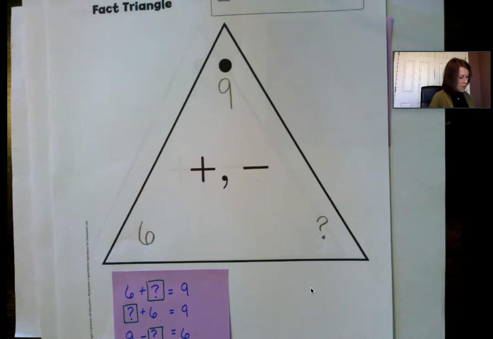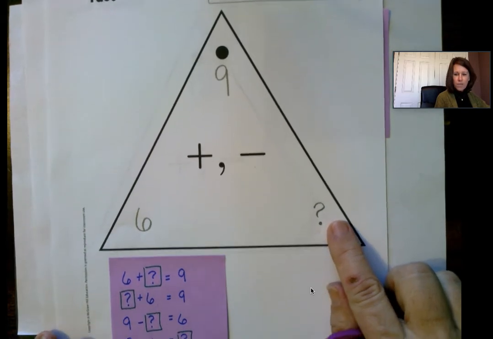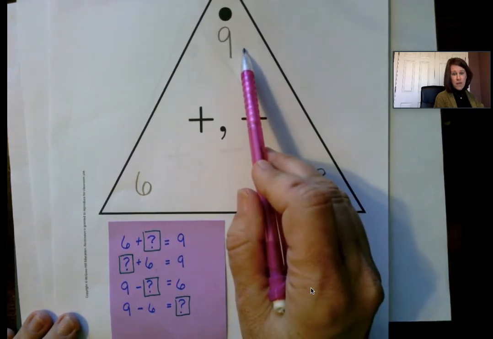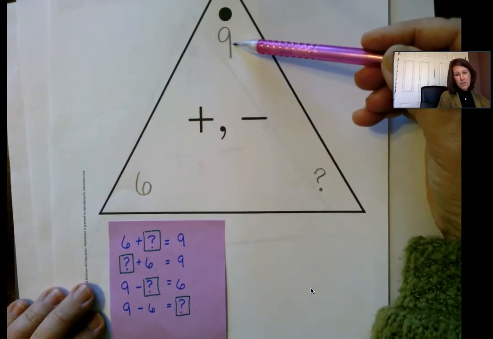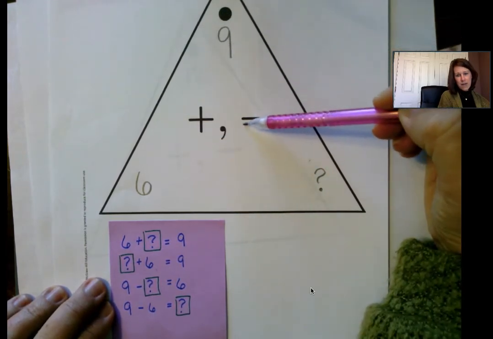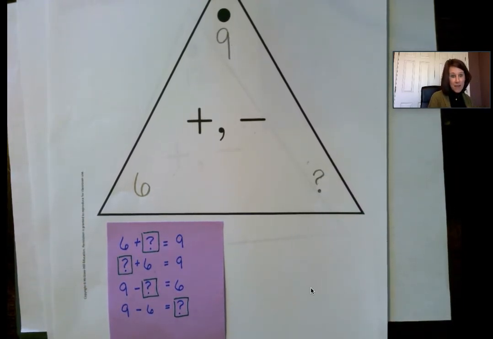Once you get that down, you can start thinking about what if you covered a side, or what if it was an unknown. Your fact family would look like this. 6 plus a question mark equals 9, and the question mark plus 6 equals 9. Starting at the top, we use subtraction. 9 minus a question mark equals 6, and 9 minus 6 equals that question mark. This is where fact families and fact triangles and knowing three related numbers can help us to solve for something we're not given, or something unknown, or something that's a question mark.